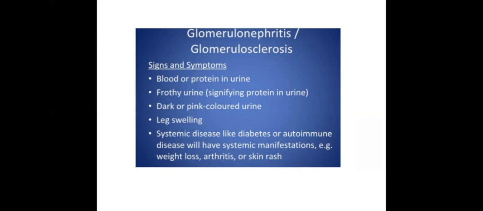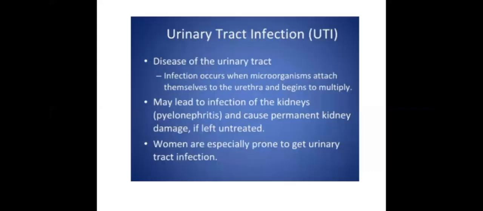Leg swelling means the swelling of the lower limb. Systemic diseases like diabetes or autoimmune diseases will have systemic manifestations, for example weight loss, arthritis, or skin rashes. Then UTI, urinary tract infection, is one of the most common kinds of infection in females.